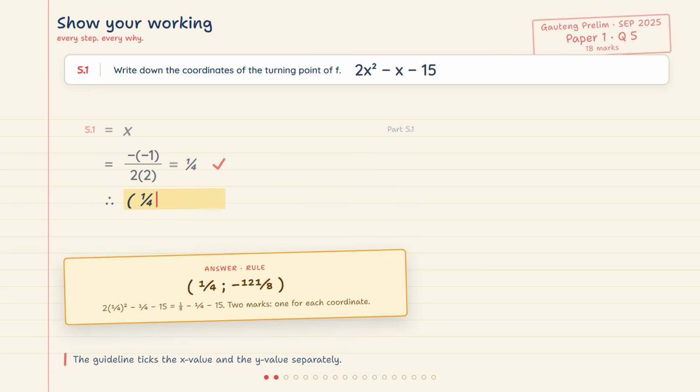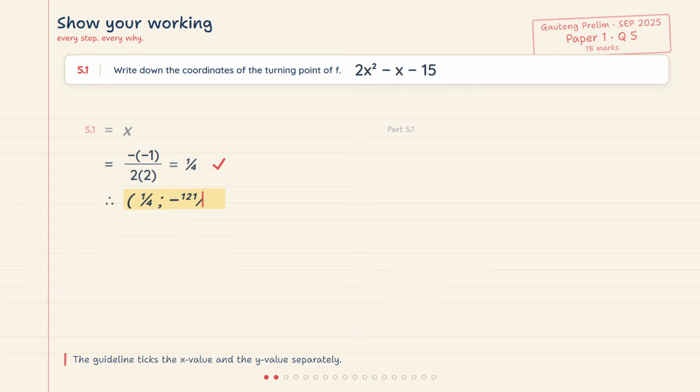Now, put a quarter back in to get the height. 2 times a quarter squared is 2/16, an eighth. An eighth minus a quarter is minus an eighth. Minus an eighth minus 15 is minus 121 over 8. So the turning point is a quarter, minus 121 over 8. And because a is positive, that is a minimum.